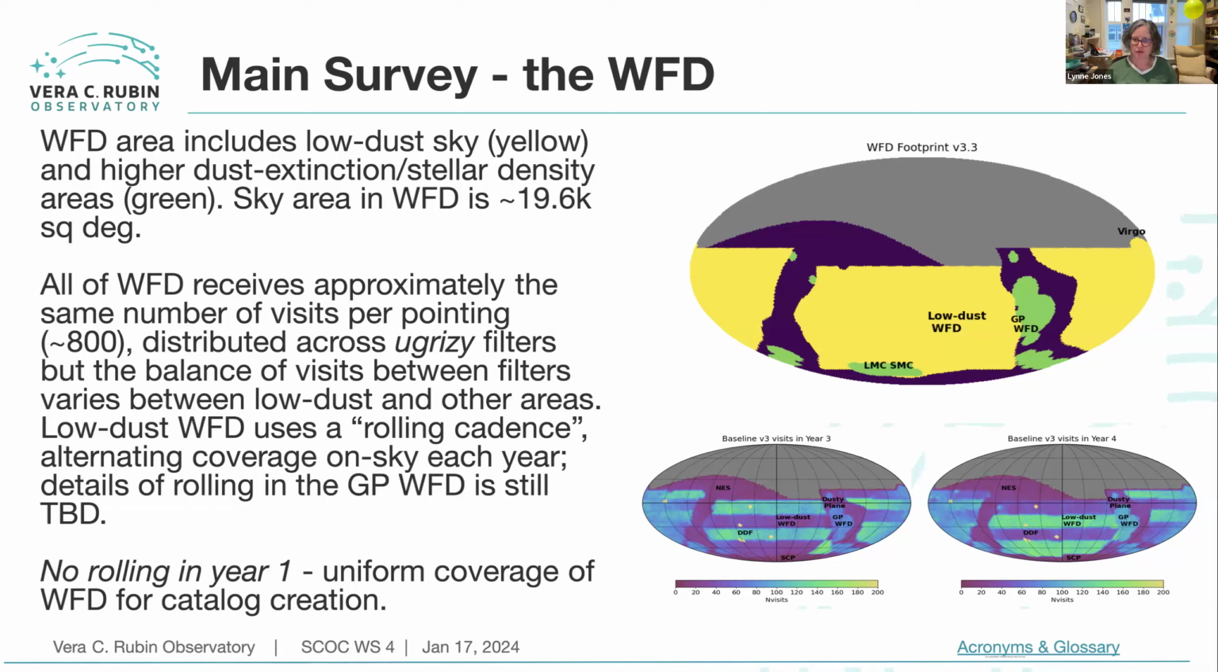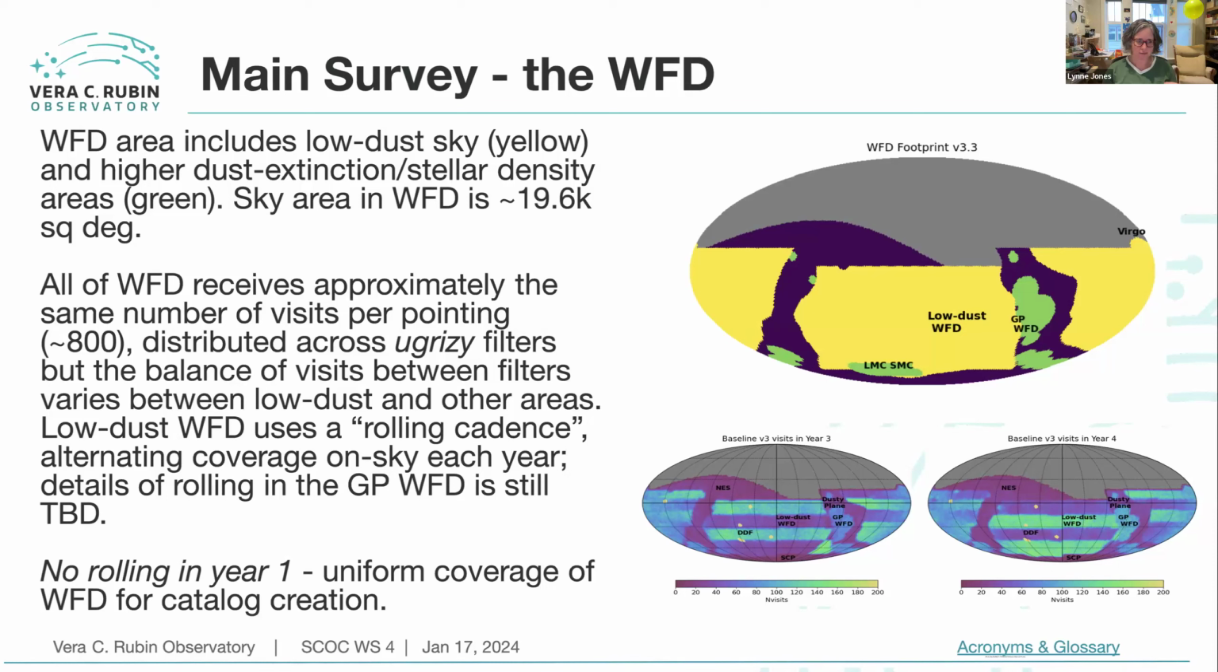We haven't really shown these footprints quite like this before, so I thought it would be useful to point out that in this plot on the right here, we have the low dust YFAST Deep, that's the yellow area. And then we also have areas of YFAST Deep level coverage. So these are parts of the sky which get about the same number of visits per pointing, about 800. But their filter balance is likely going to be different than the low dust YFAST Deep because they're focused on different science goals. They're in high dust extinction areas. They're more interested in looking at stars in these parts of the sky. And so the filter balance is likely different.